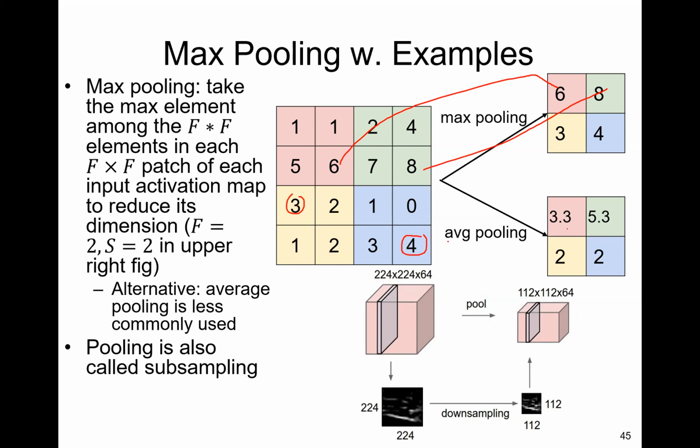So the basic idea is to summarize, to have a smaller activation map to summarize the input, more detailed activation map. So here's an example of pooling or subsampling, downsampling, where you have a larger input activation map or image. You downsample it to a half size activation map.